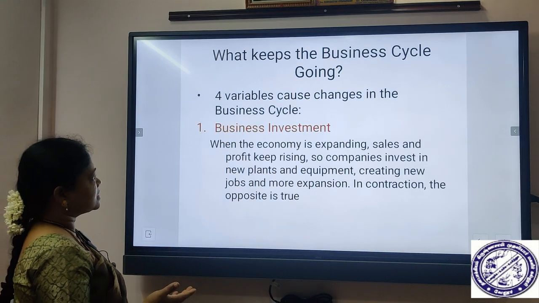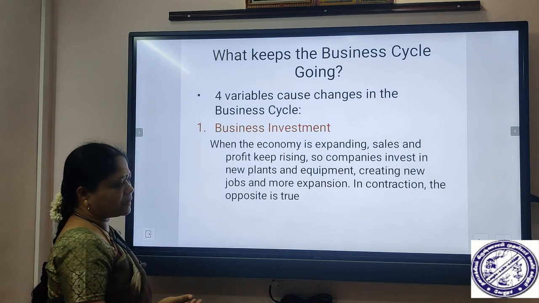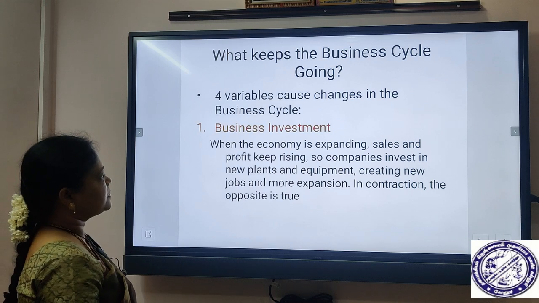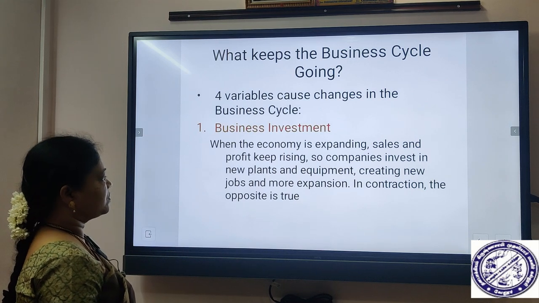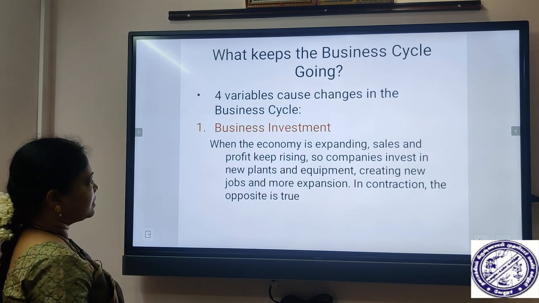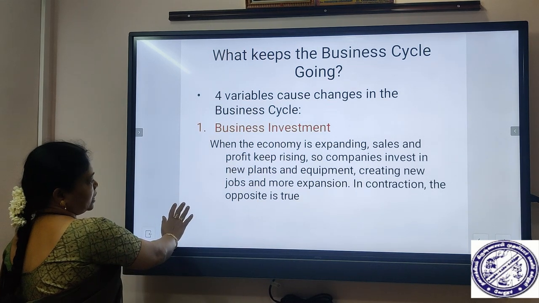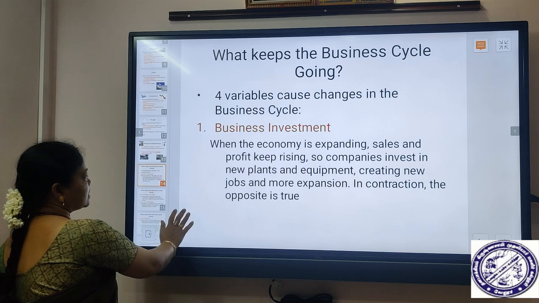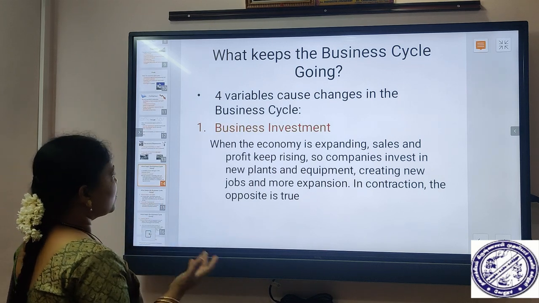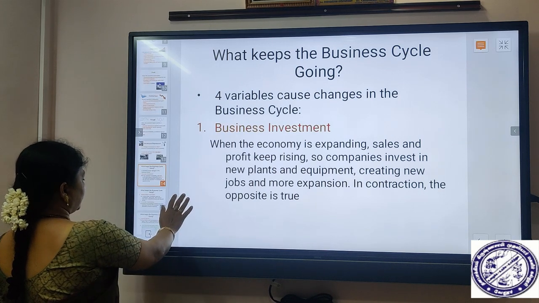So, when there is business investment, the economy will be expanding, sales and profit keep rising, companies will be investing and more jobs will be created. So, there will be more expansion in the economy. In contraction, the opposite of this will be happening.